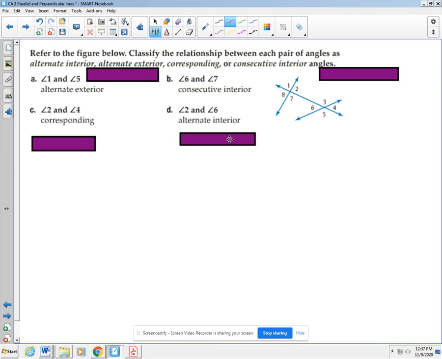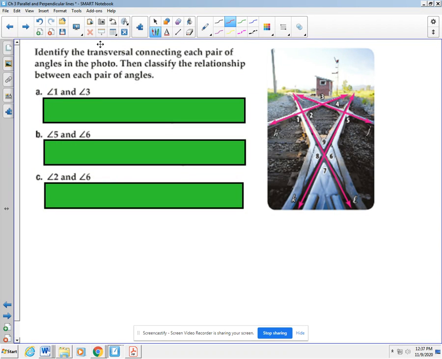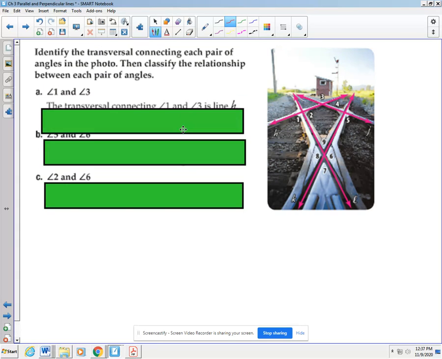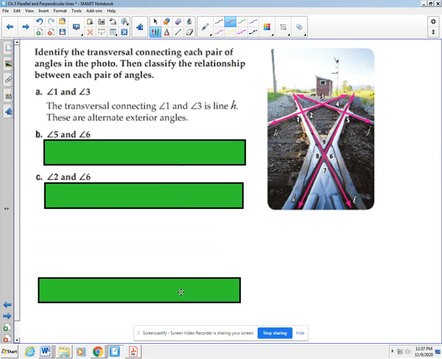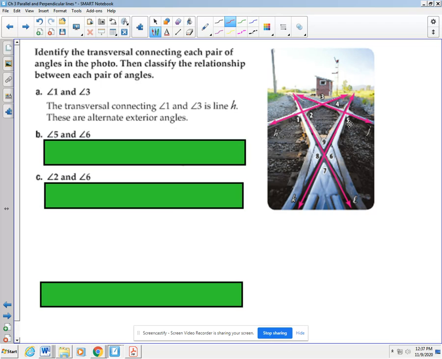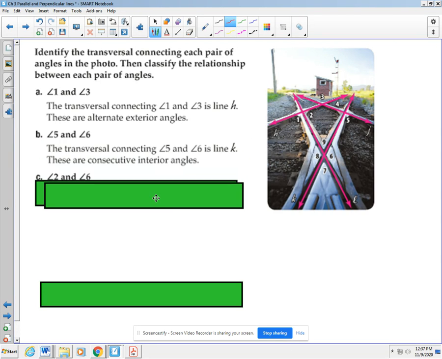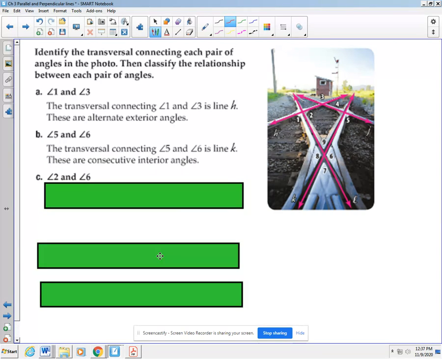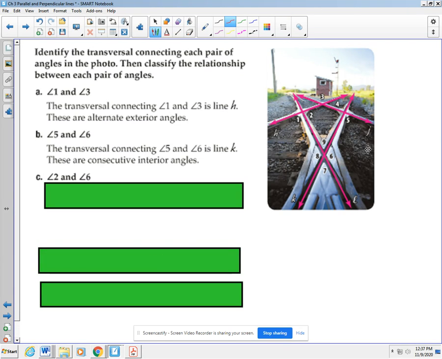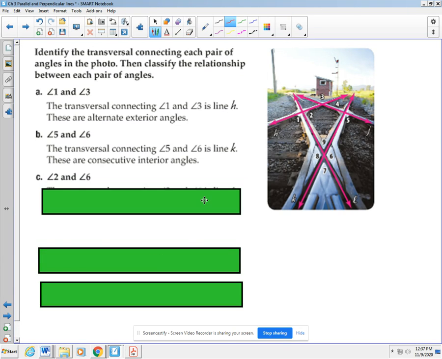Okay? And one more example to try. Again, please pause the video, try it, and then see if your answers are matching mine. This picture is hard to see, but angle 1 is here and angle 3 is over there. That will be alternate exterior. 5 and 6 are same side interior or consecutive interior. And 2 and 6 are corresponding.